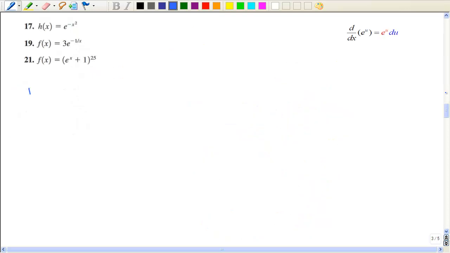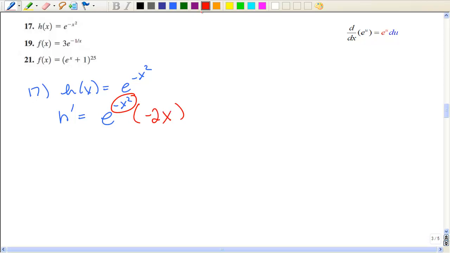Let's look at some of these. Number 17. The derivative: keep the same exact function, but then you need to take the derivative of the exponent. That's going to be negative 2x. So it looks harder, but it really isn't.